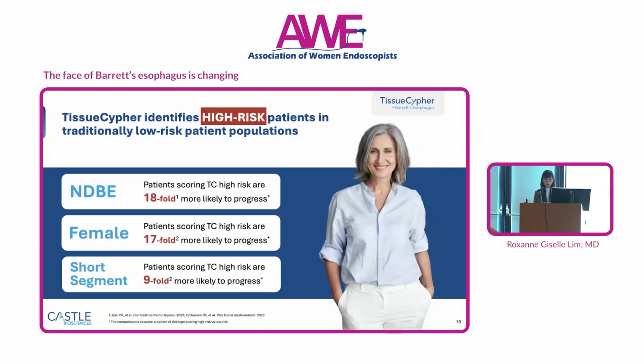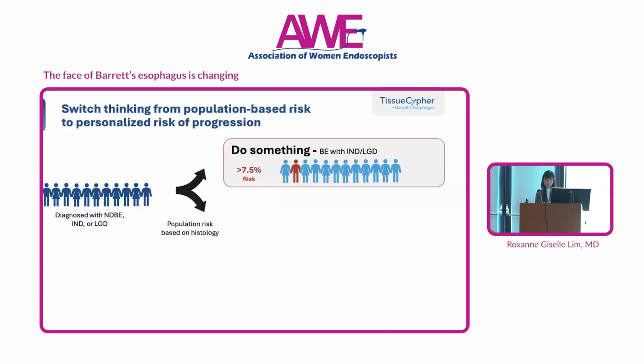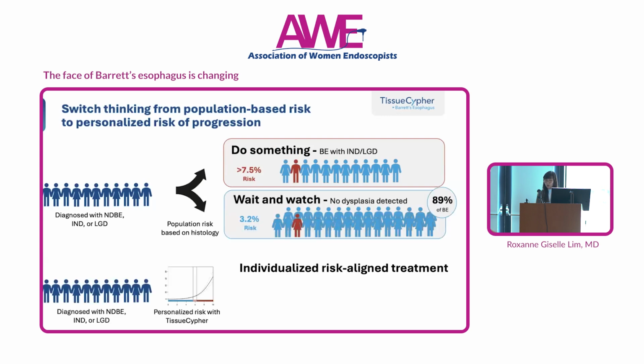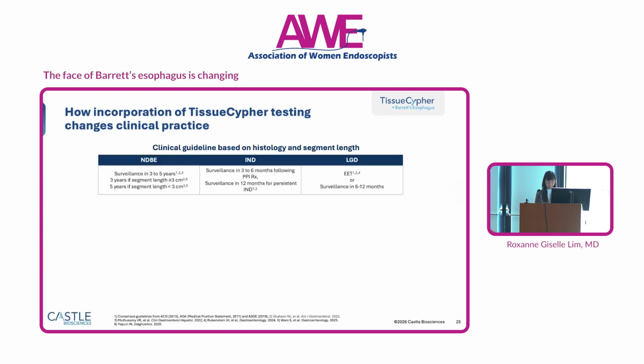these patients. Also, it identifies high-risk patients in populations that we have traditionally thought of as low-risk and not progressive: the non-dysplastics, the females, and the short segments. TissueCypher can help guide clinical management. Instead of thinking of that gray area population-based risk, we're now doing a personalized risk of progression. We're doing individualized, risk-aligned treatment based on that patient's molecular signature or blueprint.